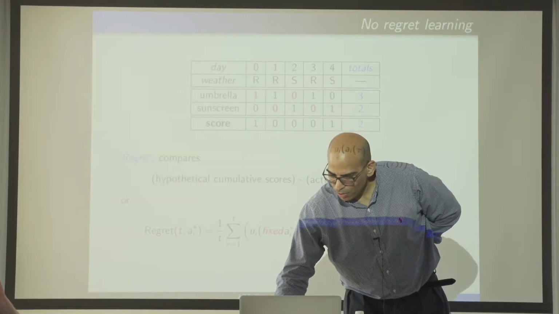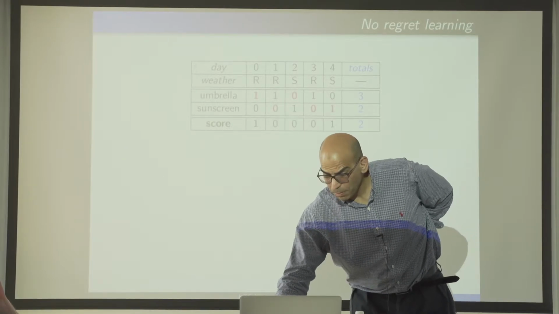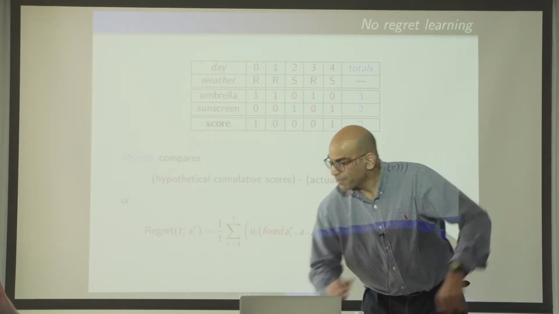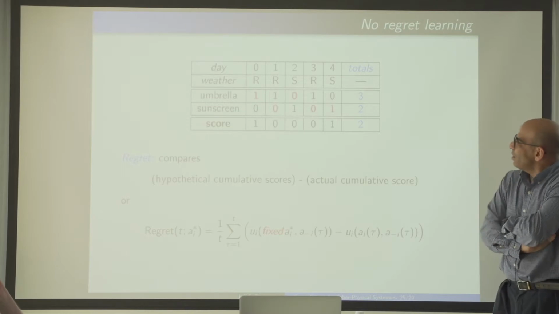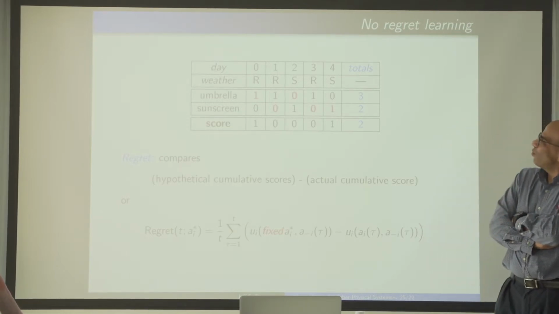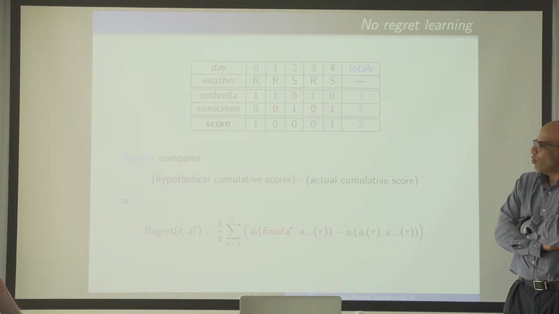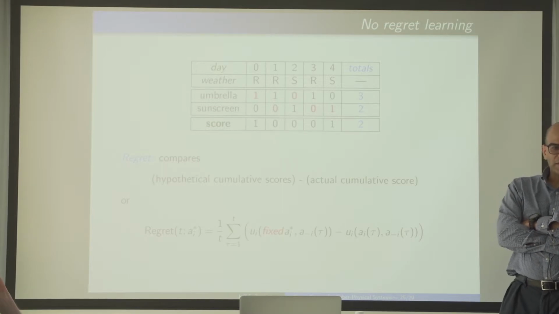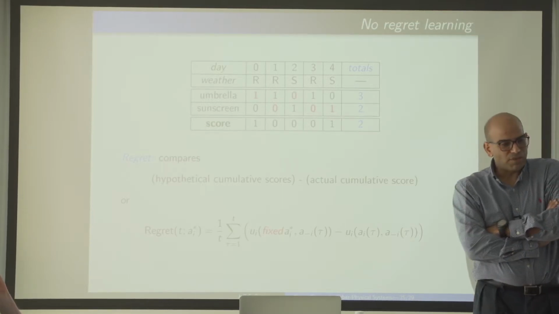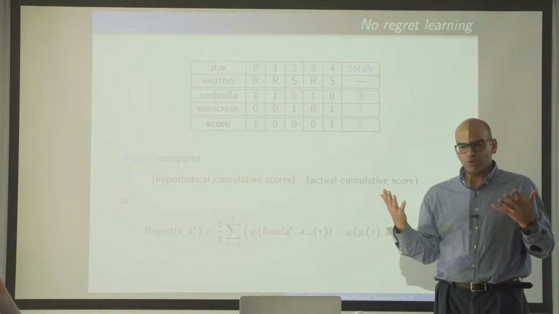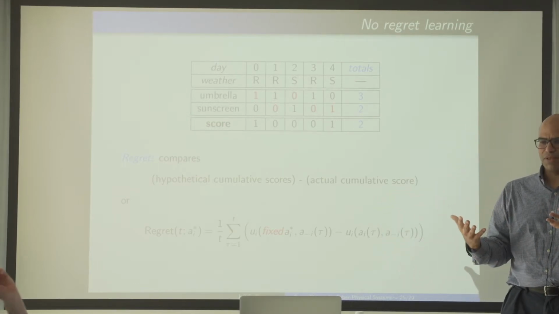And I'll give you one more learning rule, which is a pretty amazing one, actually. The next rule we're going to talk about is so-called no-regret dynamics. No-regret dynamics says the following. Suppose I have two choices and I'm interacting with an environment.